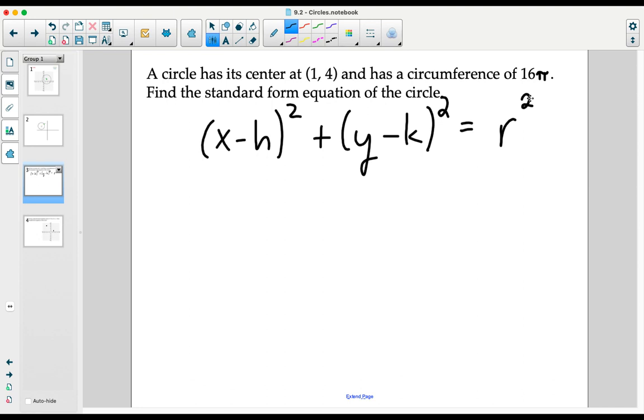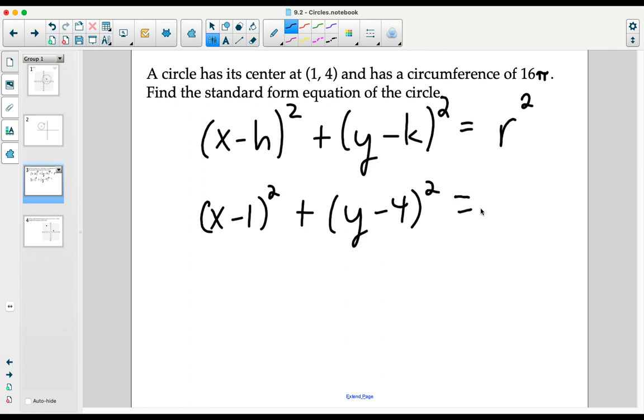We know that the center is at (1, 4), so we can rewrite the first part of the equation as (x − 1)² + (y − 4)². But then we run into the issue of determining the radius. They did not give us the radius directly. However, they did give us the circumference of 16π.